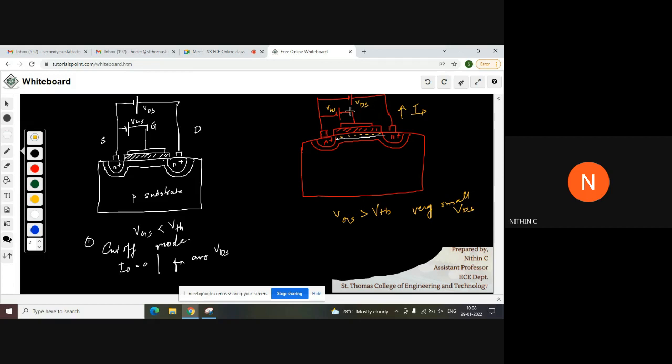Initially, a very small VDS is applied, and we have provided a VGS which is greater than VTH. When this value goes above VTH, naturally you will be getting a channel over here, a negative channel, that is, a channel of electrons, and so you will be having a flow of electrons from source to drain through the channel. Source to drain. So you can mark this if you can.